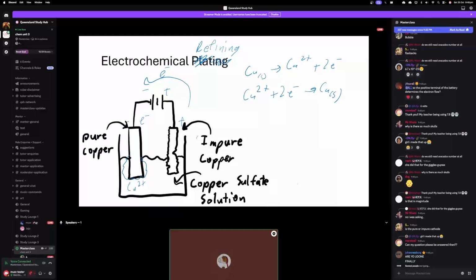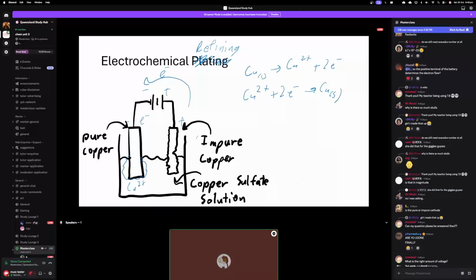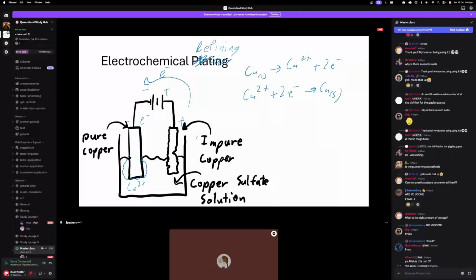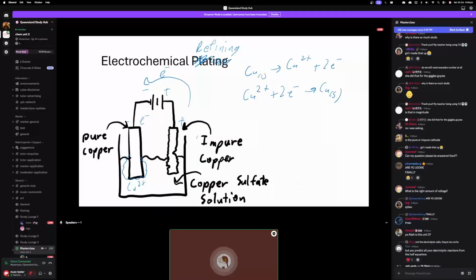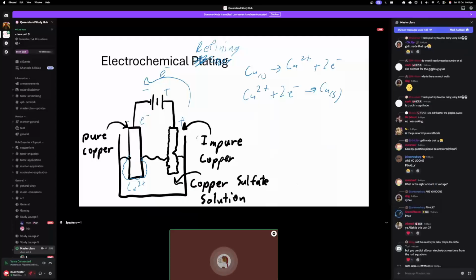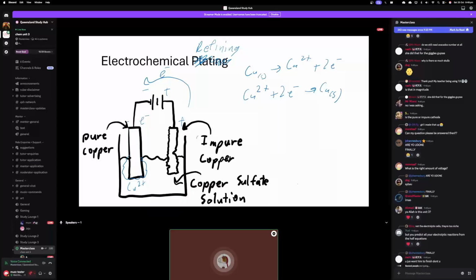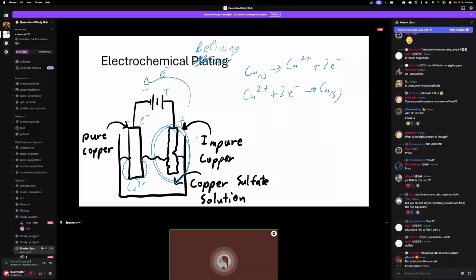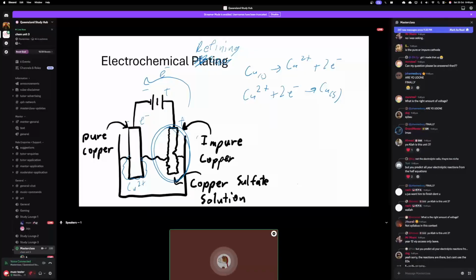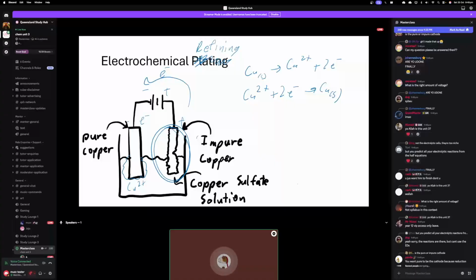Is the pure or impure the cathode? What's the right amount of voltage? The voltage required depends on the impurity of the copper. I don't think you will have to do any calculations with this. Yeah, not syllabus in this context.